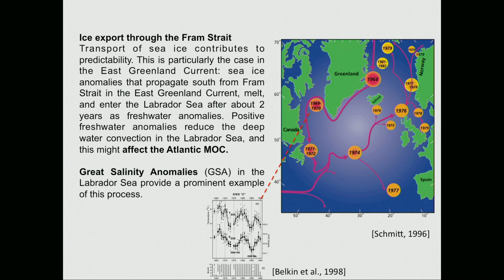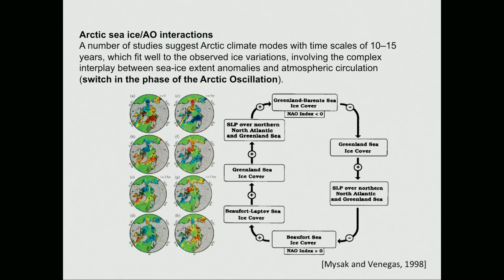Of course, there's also an enormous body of literature documenting possible interactions between Arctic sea ice changes and the switches in the phase of the Arctic or North Atlantic oscillation. This is an old paper by Venegas and colleagues illustrating a possible interplay between sea ice extent changes in the marginal seas around the Arctic and the changes in the Arctic oscillation, and this is a mechanism fitting very well into a 10 to 15 year Arctic mode oscillation.